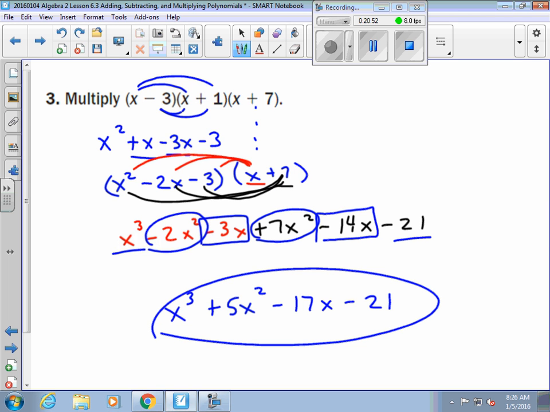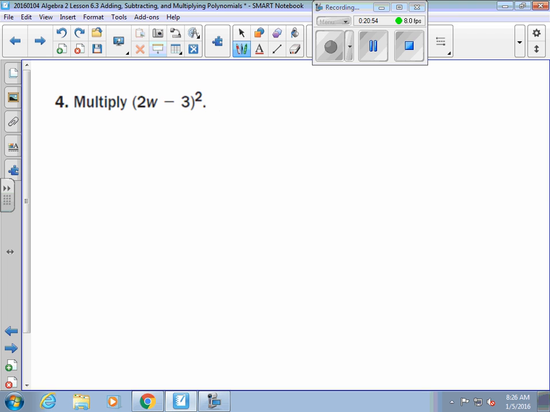For number 4, again, there's a way to make this quicker, but I think the explanation and the learning that goes with it makes it harder than it's worth. So when we see problems like this, we'll just do what we know. We know this says 2w minus 3, and we know that it's squared. Anytime you're squaring something like this, it doesn't mean 2 squared, w squared, negative 3 squared. It means 2w minus 3 times itself, 2w minus 3. So take that and FOIL it out.